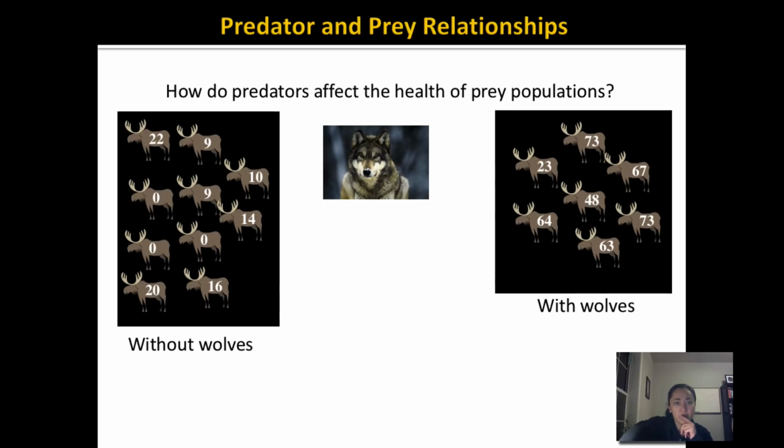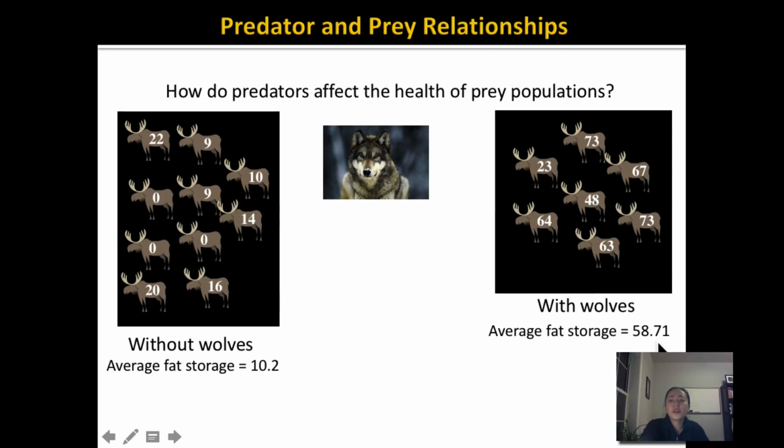So one other thing I want to talk about is how predators affect the health of prey populations or maintain a balance within an ecosystem. Well, you notice when we looked at the introduction of wolves that before wolves were present, the average fat storage of the moose was really low. Okay, so let's just say it was about 10.2. Whereas whenever wolves were present, the average fat stores of the moose was a lot higher. Let's just say it was like 58.71.